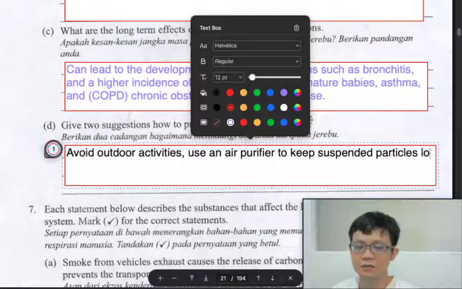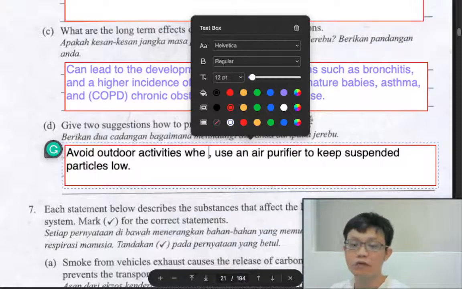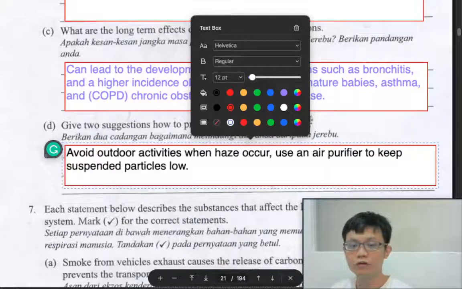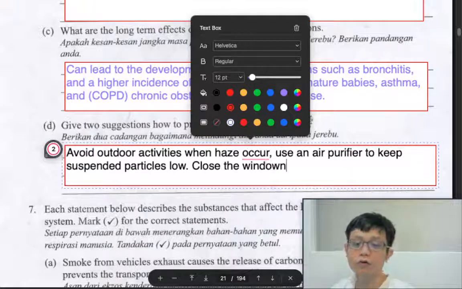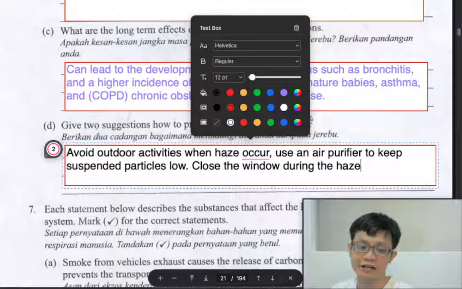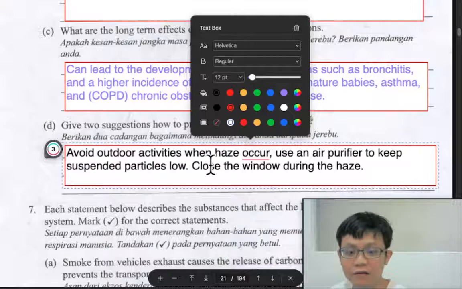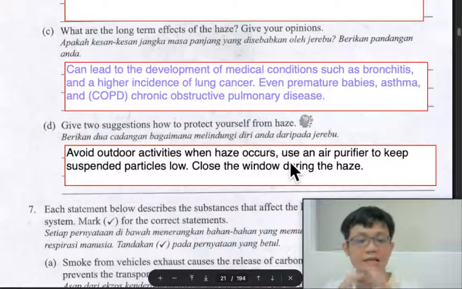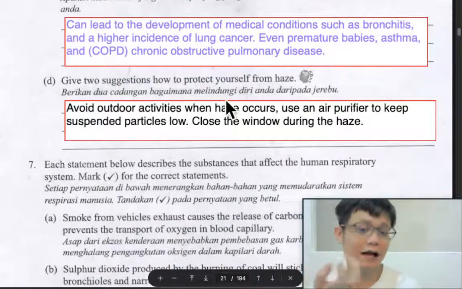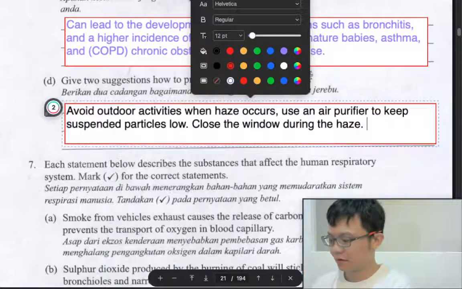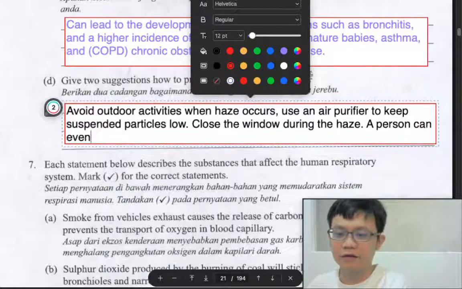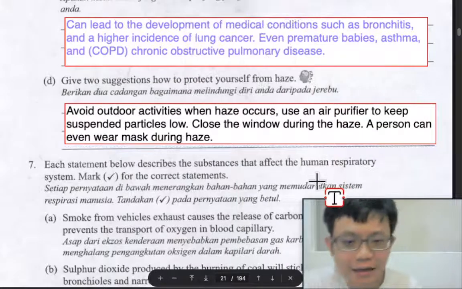Many things you can say, use air purifier or close the window. Okay, avoid outdoor activity when haze occurs. Use an air purifier to keep suspended particles low. Maybe you can write close the window during haze, or check the air quality by using your phone app. So many things you can say. This one you cannot get wrong, but I think many students will still get it wrong. Because how to protect yourself from it? You can even say wear mask. Wear mask also correct. Okay, a person can even wear a mask during haze.